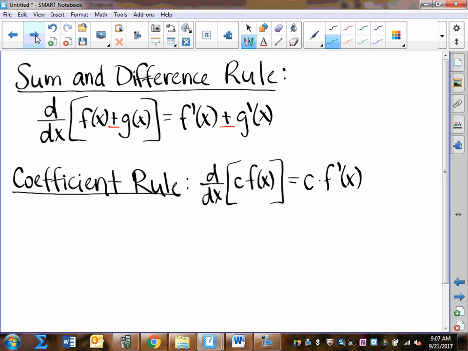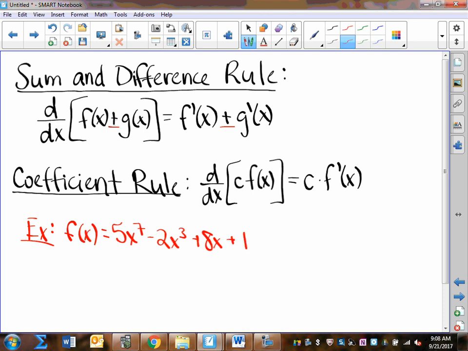Alright, so now let's go ahead and do an example that kind of has all of these together. Combines our power rule with our sum of difference rule, coefficient, constant, all of that. Let's see. Let's go to this guy. Alright, so let's say f of x is 5x to the 7th minus 2x cubed plus 8x plus 1. Okay, so 5x to the 7th minus 2x cubed plus 8x plus 1. Let's go and find that derivative.